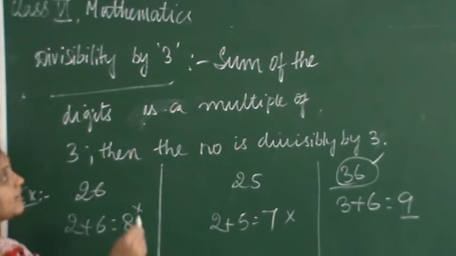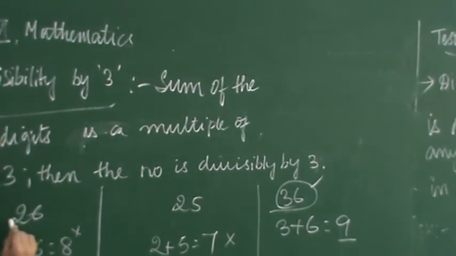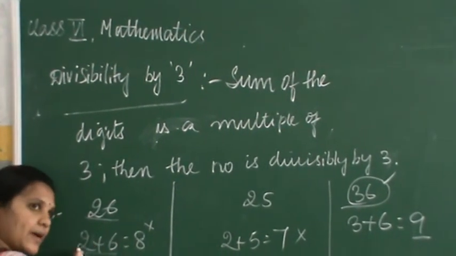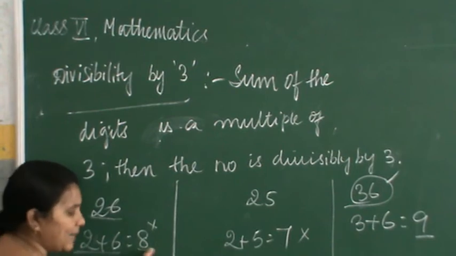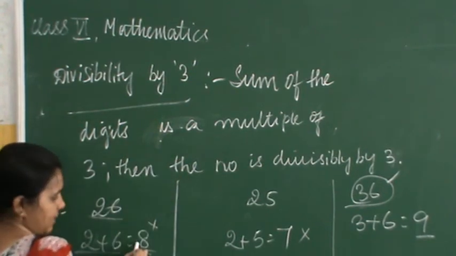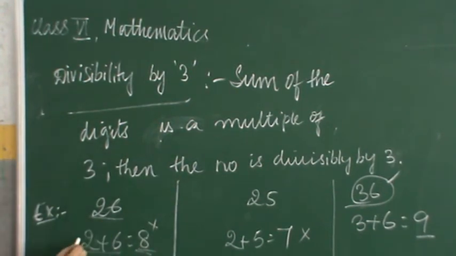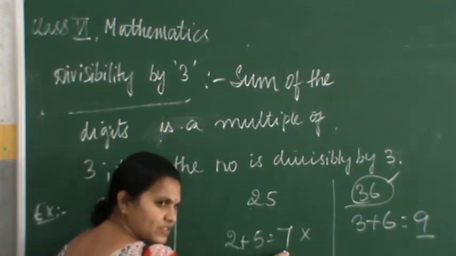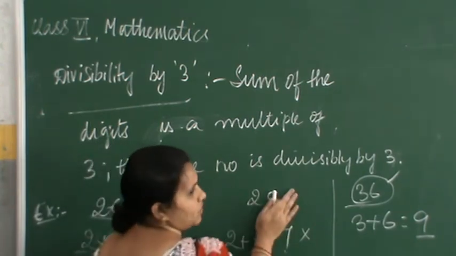to find the sum of the digits of the number. If the sum of the digits of the number is a multiple of 3, then it is divisible by 3. See here, I have taken the example of 26. 2 plus 6 is 8. Is 8 a multiple of 3? No. So this number is not divisible by 3. Now coming to 25. 2 plus 5 is 7. Is 7 a multiple of 3? No.